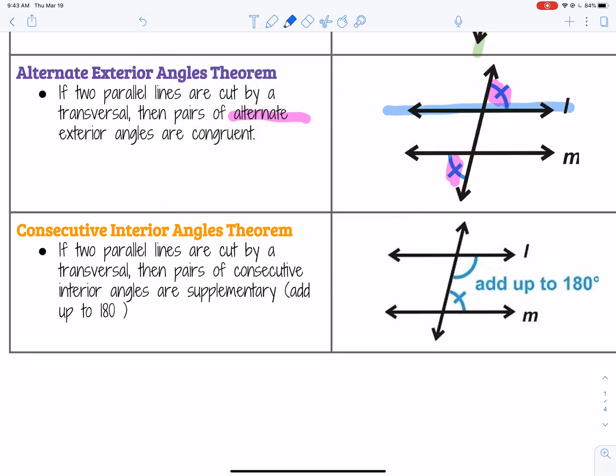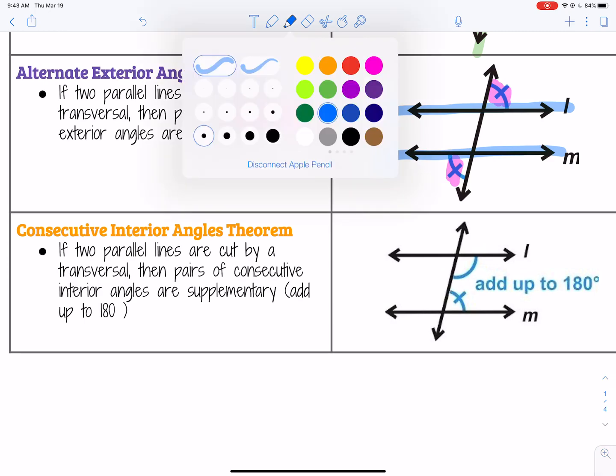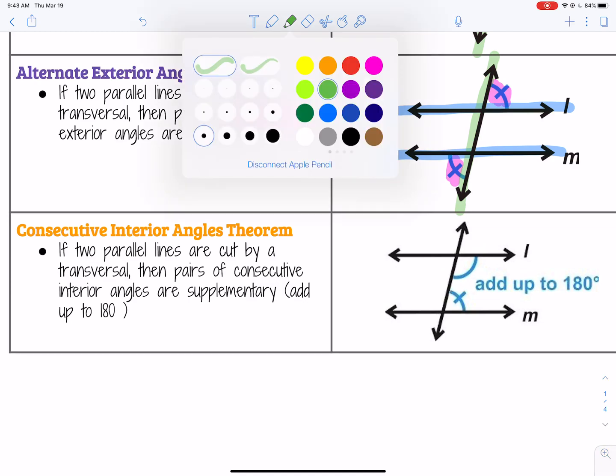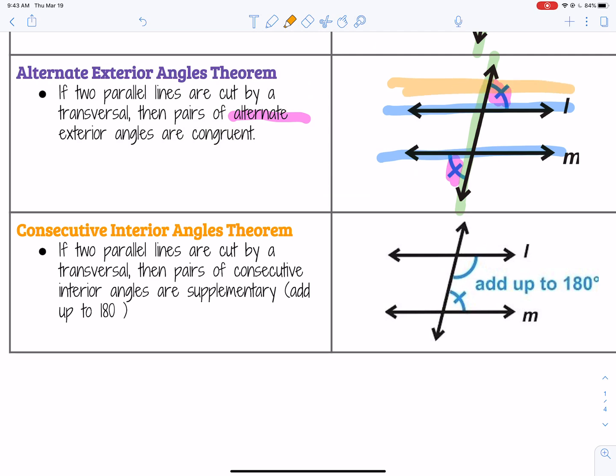So let's add our parallel lines, L and M again. We are cut by a transversal and those angles are on opposite sides of the transversal, so we call them alternate. And then they are exterior because they are located on the outside of these parallel lines. So that's how we name them. They are alternate exterior angles, and they are once again congruent.